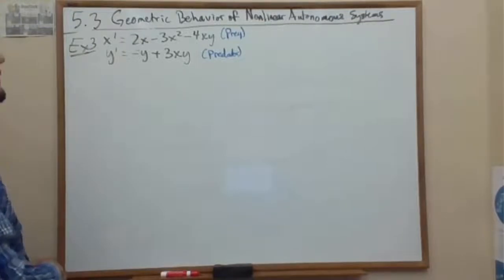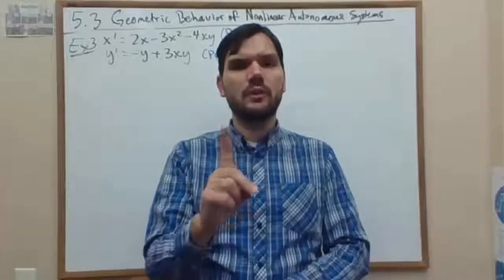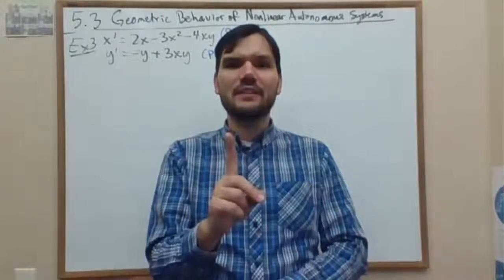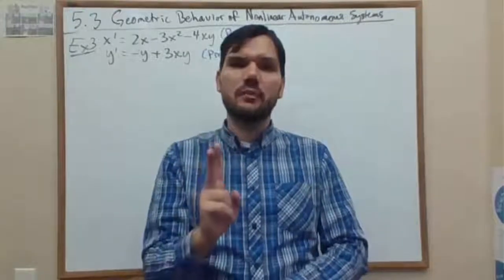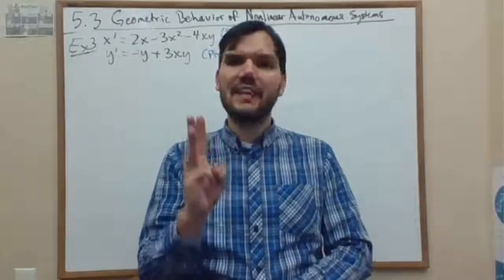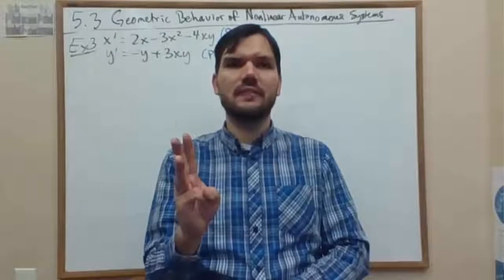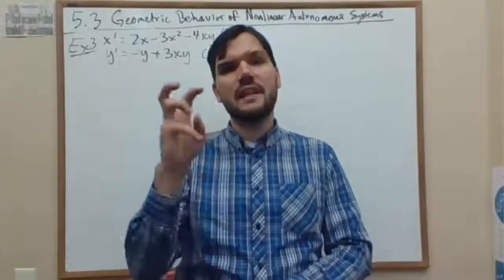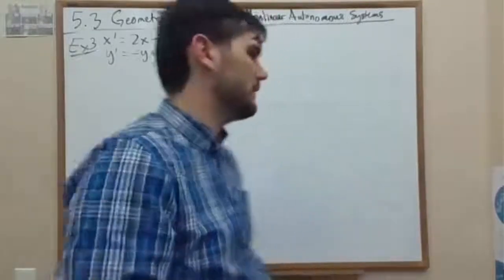Okay, so we have four steps. We first find all critical points, or all equilibrium points. Then we find the general Jacobian and evaluate that Jacobian at each of the equilibrium points. Analyze it using trace determinant and PPLANE. And then finally, we graph the equilibrium points, sketch their linear behavior, and connect the dots, essentially, to get the global behavior.